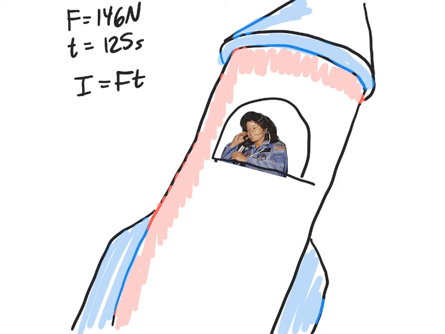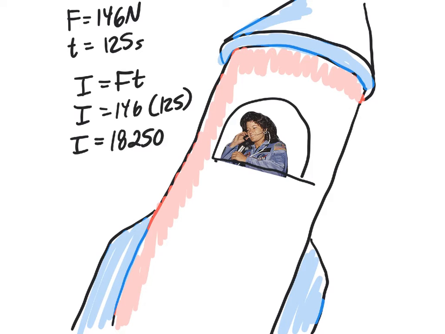So let's see. Impulse is equal to force times time. So we're going to do 146 times 125. So impulse is equal to, let's see. Okay, throw that in a calculator. You get 18,250. And the units would be newton seconds. So that gets us through part one. So what is the impulse acting on her?